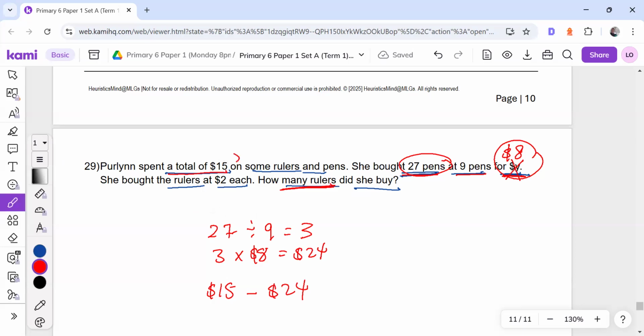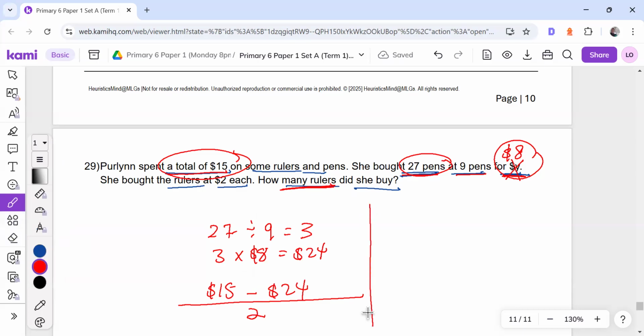This is the total money she spent, right? You take the total money she spent and you minus $24, which is on the pens. And then after that, you divide by how much is one ruler, which is $2. Divide by 2. Something like that.